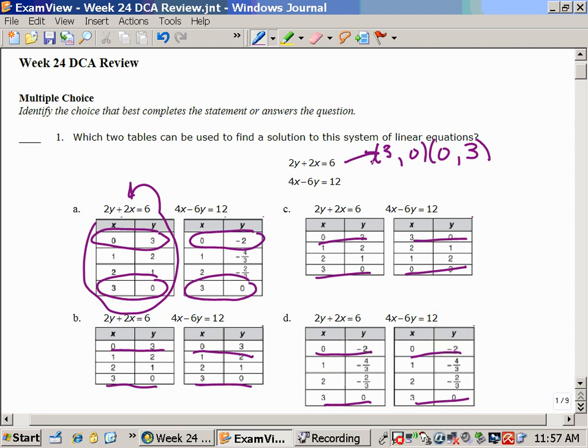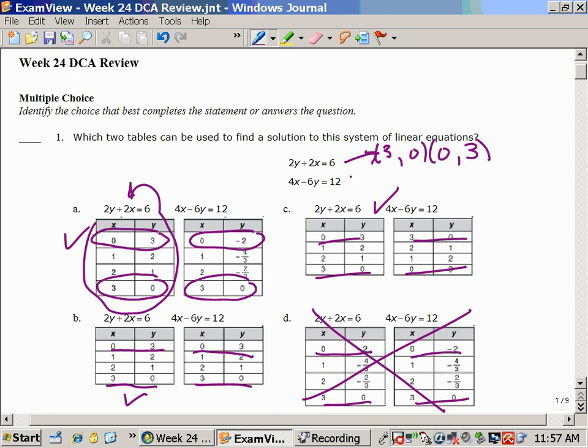Let's go through these and see if we can eliminate any answer choices. Okay, on A, 0, 3 and 3, 0. They're both there. So A could work. B, 0, 3 and 3, 0. It's good. C, 0, 3 and 3, 0. Yes, that is, there we go. This one could work. And 0, -2 and 3, 0. This answer choice is not going to work.